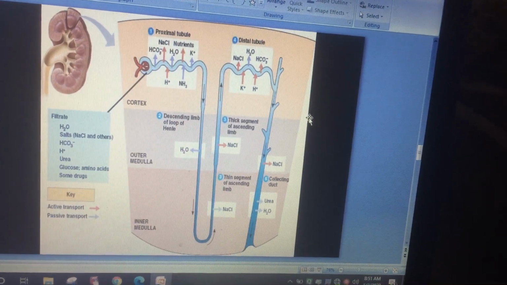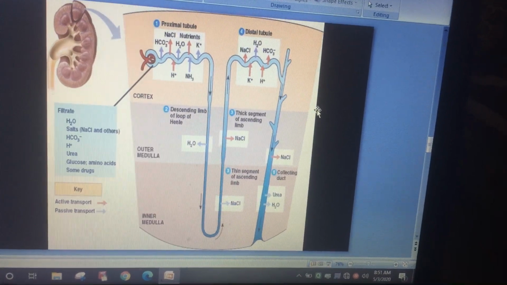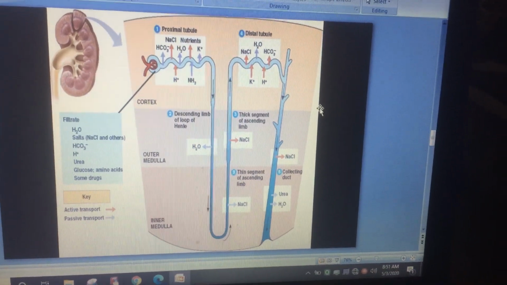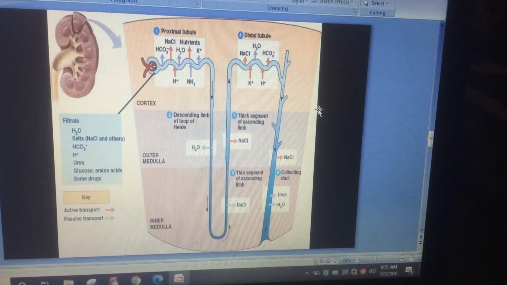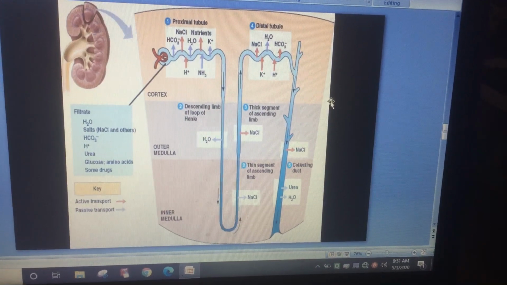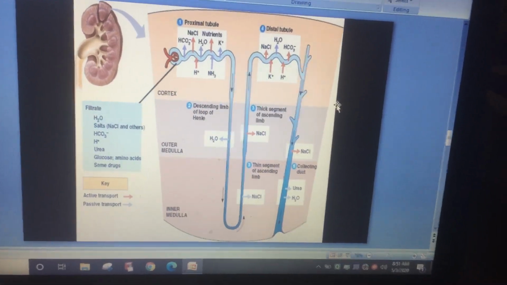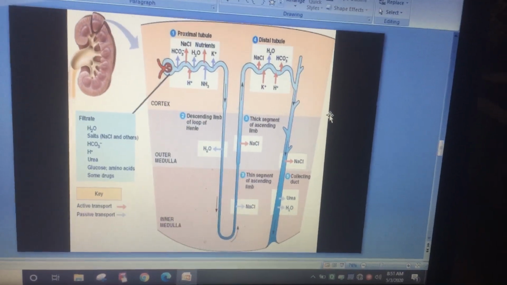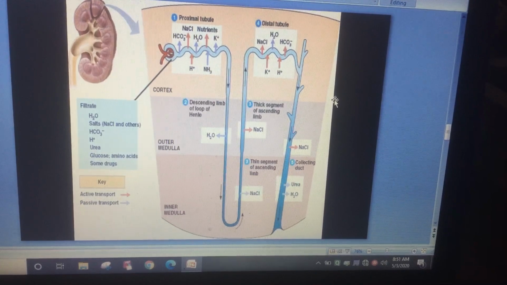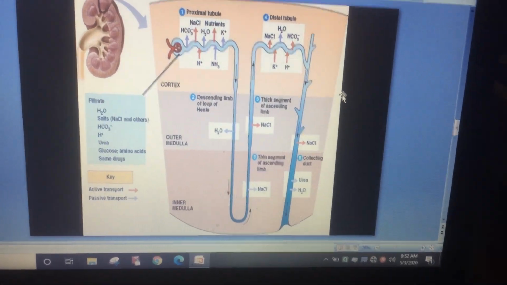In the ascending loop of Henle, you will have an exchange of sodium and chloride. In the distal convoluted tubule, you will have an exchange of sodium, water, bicarbonate, potassium, and H ions. And this will be regulated by ADH, aldosterone, and ANP. We call it atrial natriuretic peptide. In the collecting system, there will be a small exchange of sodium and chloride, and a little exchange of urea and water.